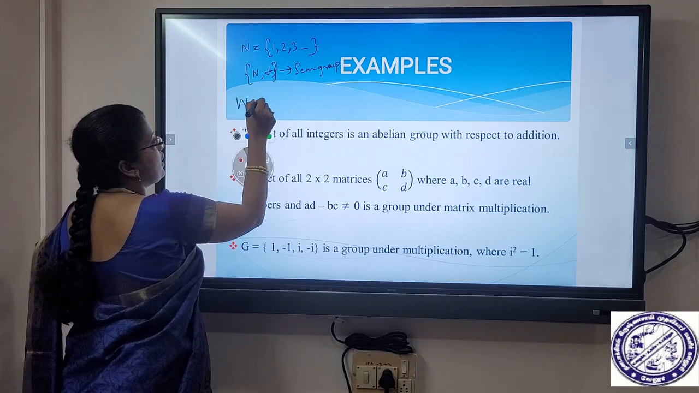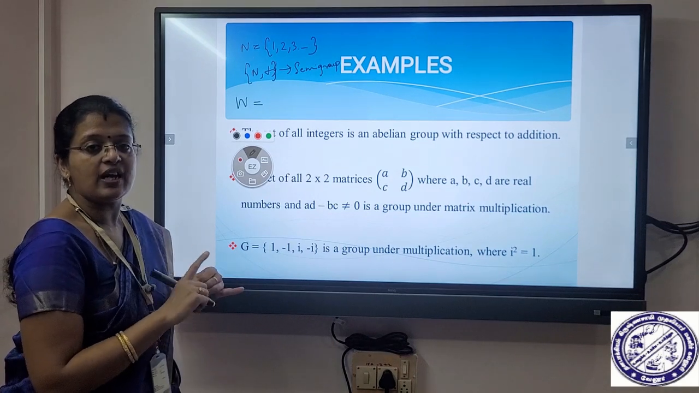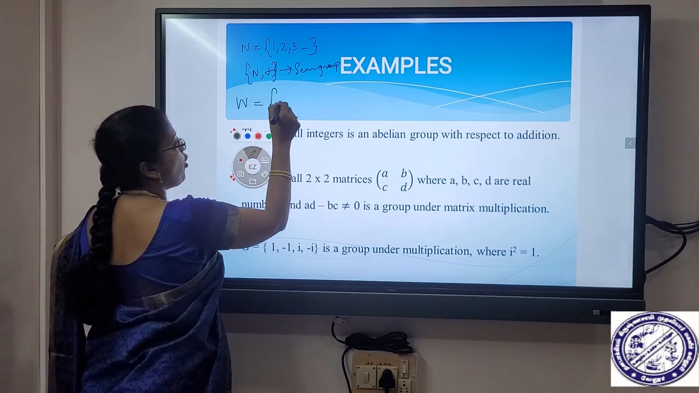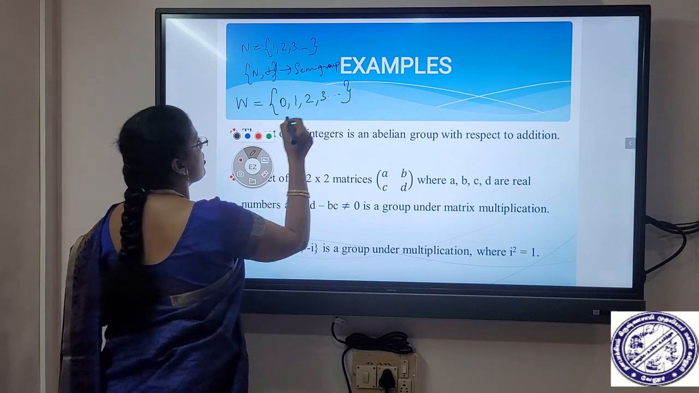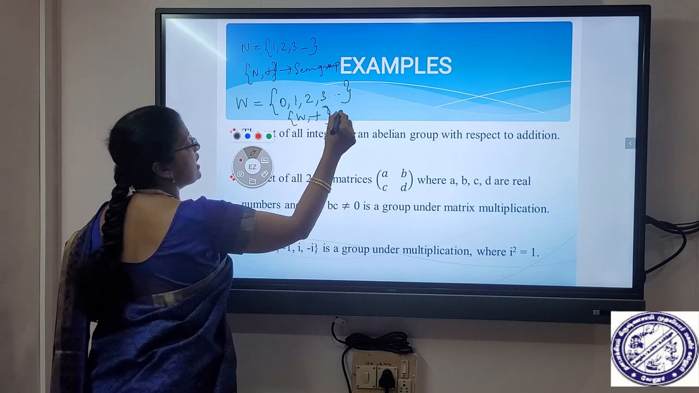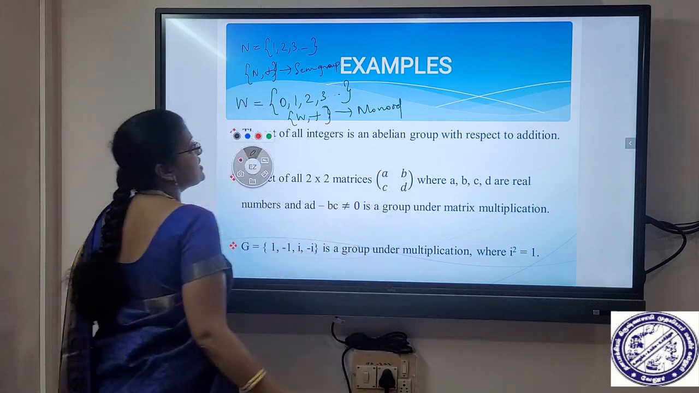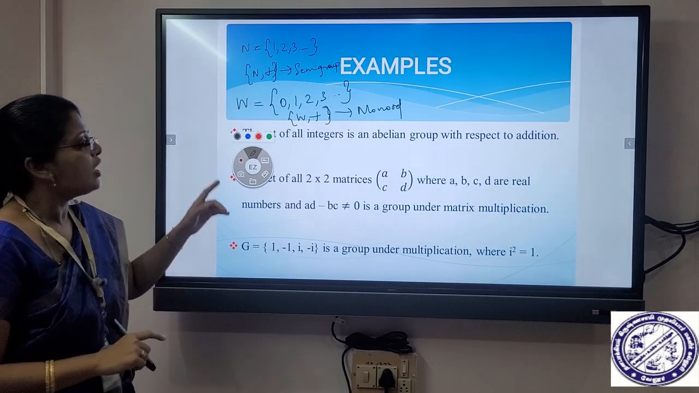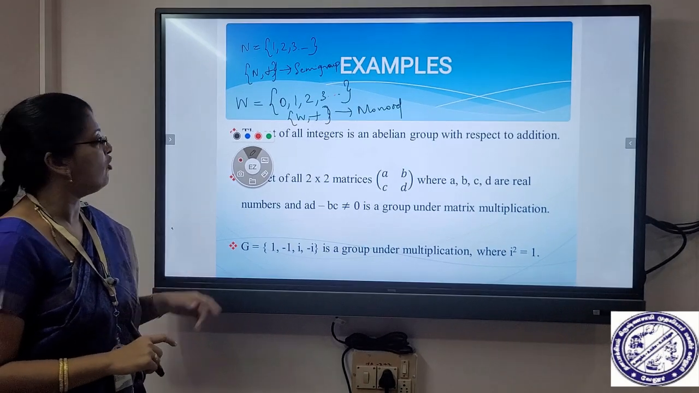Now we'll see an example for a monoid. A monoid must satisfy three conditions: closure, associative and identity. The whole numbers start from 0, 1, 2, 3, etc. Here the whole numbers with respect to addition are an example of a monoid, because the inverse of 1 is -1, which does not exist in whole numbers. So the set of all whole numbers with respect to addition is an example of a monoid.